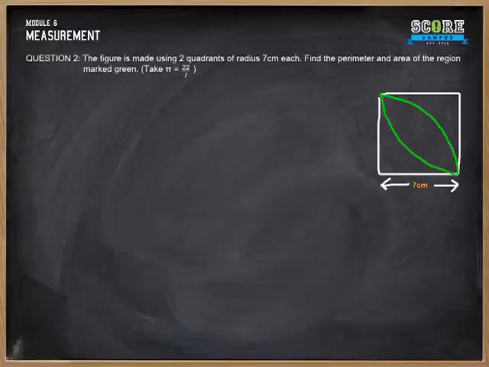Let's draw this one out. So you've got 2 quadrants. What will that make? That will give you a semicircle. So to find the perimeter, we simply have to find half the circumference of a circle. So let's set this one up. Half the circumference.